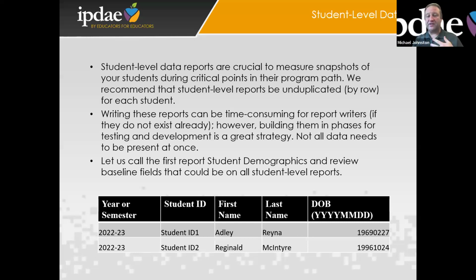So keeping that in mind, we're going to talk about how to do that today. We'll call this the baseline student demographic data: first name, last name, student ID, the period, the academic year, the semester, and then the date of birth. Those are going to be pretty consistent fields that you're going to see across the student level report.